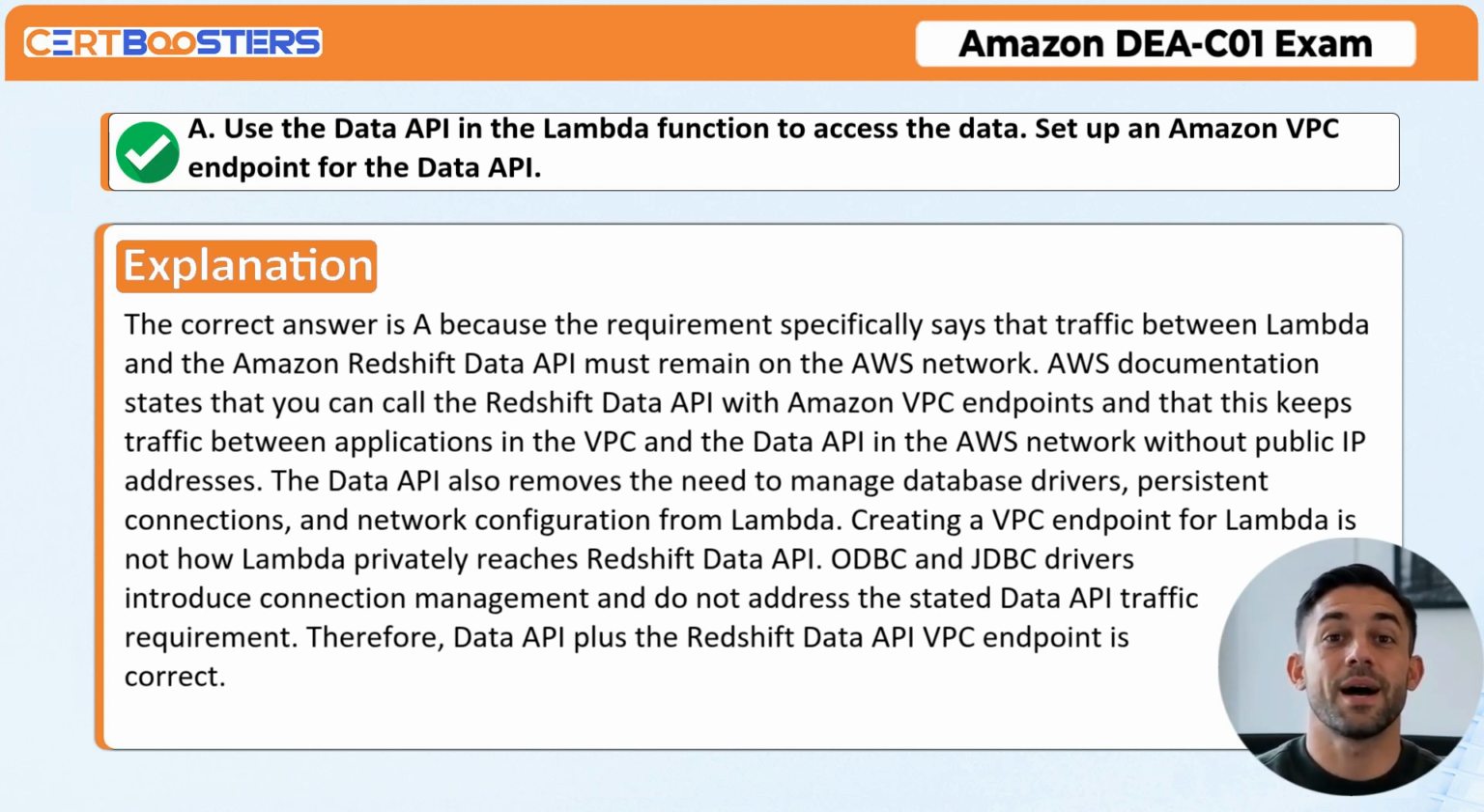The Data API also removes the need to manage database drivers, persistent connections, and network configuration from Lambda. Creating a VPC endpoint for Lambda is not how Lambda privately reaches the Redshift Data API. ODBC and JDBC drivers introduce connection management and do not address the stated Data API traffic requirement. Therefore, the Data API plus the Redshift Data API VPC endpoint is correct.